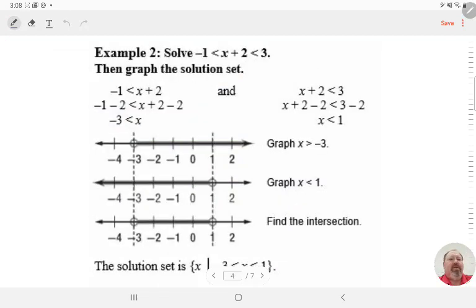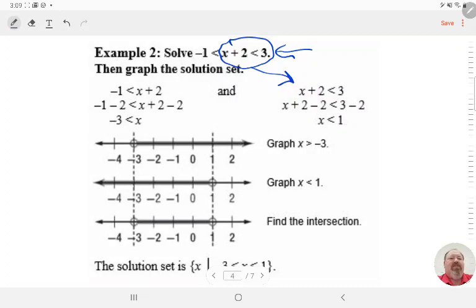All right. Here's another one. We have the graph, we need to solve it and then write the solution set. So when you have a compound inequality that looks like this, we break this up into two inequalities. We break it up, this half first. That would be -1 is less than x plus 2. We would subtract 2 from both sides, just like you would solve an inequality, and get -3 is less than x. Then we take this half and solve it. x plus 2 is less than 3. We subtract 2 from each side and we have x is less than 1.